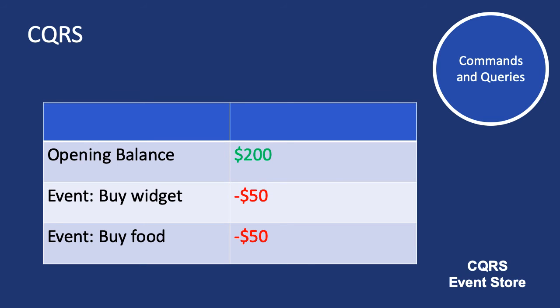But the idea of event sourcing is that every event is tracked and recorded. So if your opening balance was $200, and then you had an event to buy a widget, and then there was an event to buy some food, then your balance would be the result of these events. And if you phoned up your bank and said, hey, why is my balance $100? They would say, well, you did buy this widget and you did buy some food. And that's the reason your balance is $100. And this is the idea behind the event store architecture.